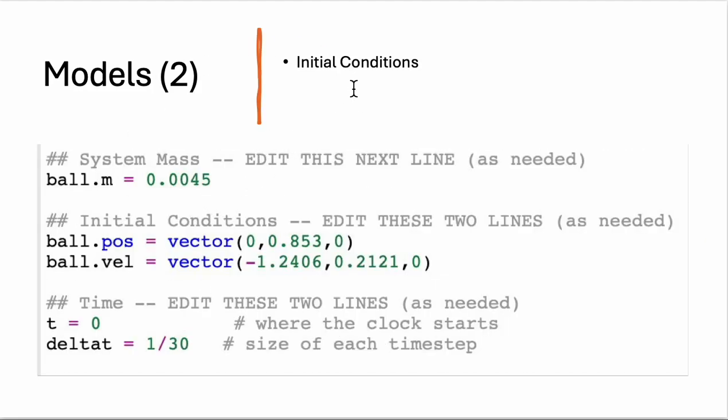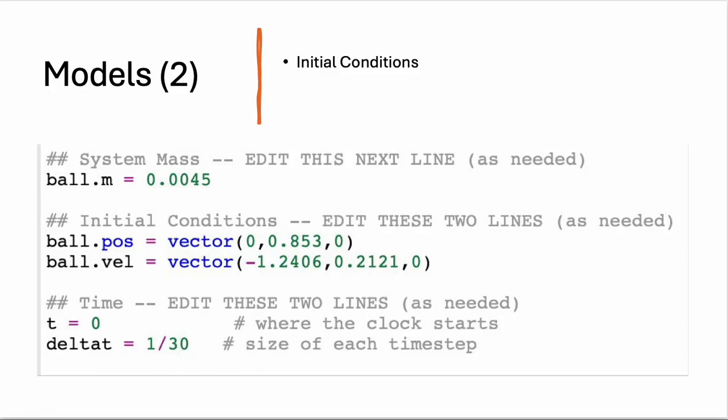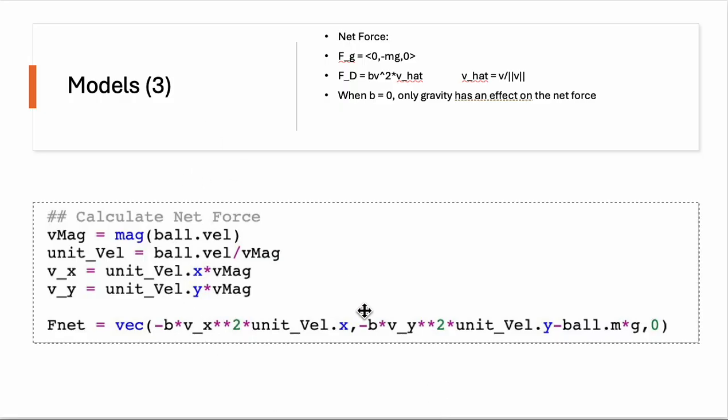So, as I just said, our initial conditions: the mass of the ball was 0.0045 kilograms. Again, our position was this, our velocity we found there, and a time step of 1/30th of a second. The biggest thing for this model that we had to find was our net force.